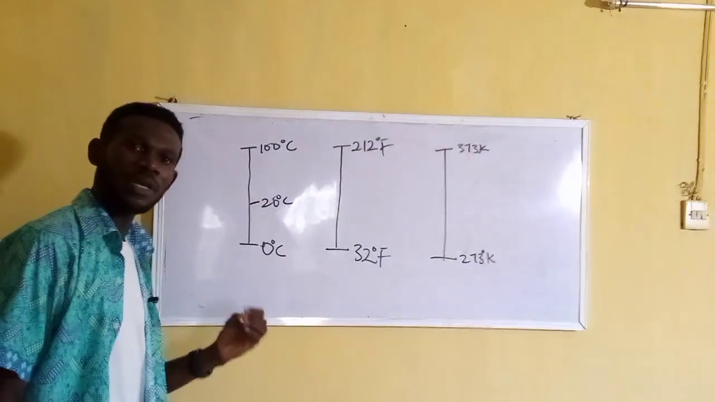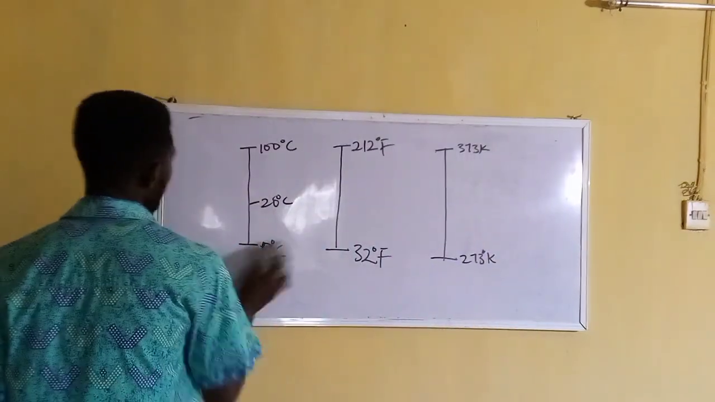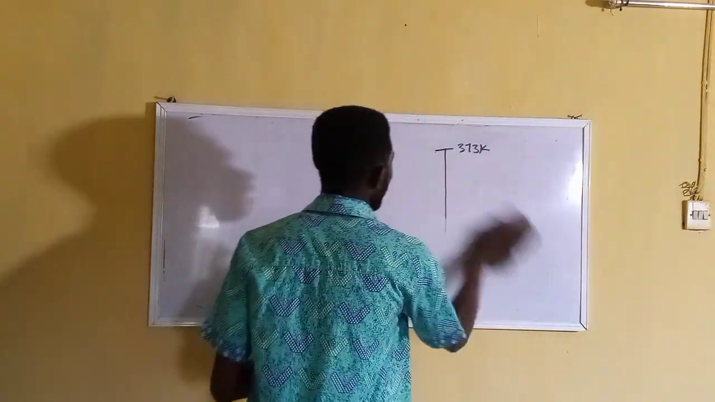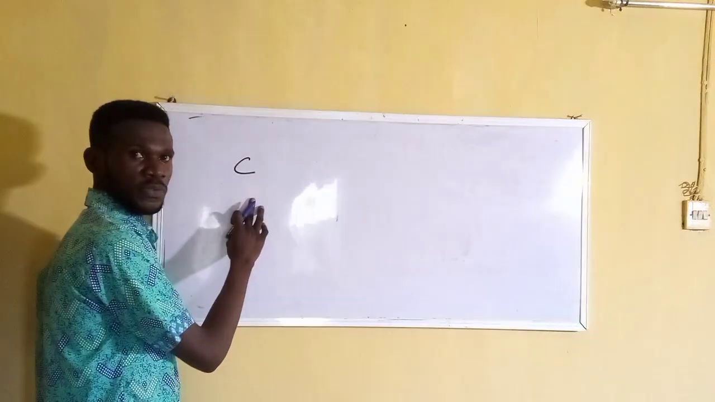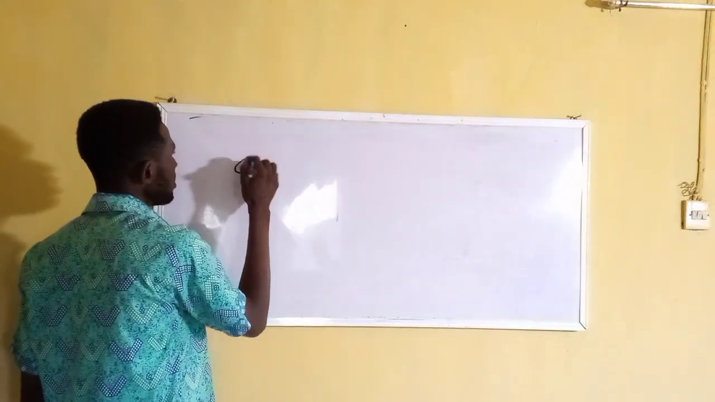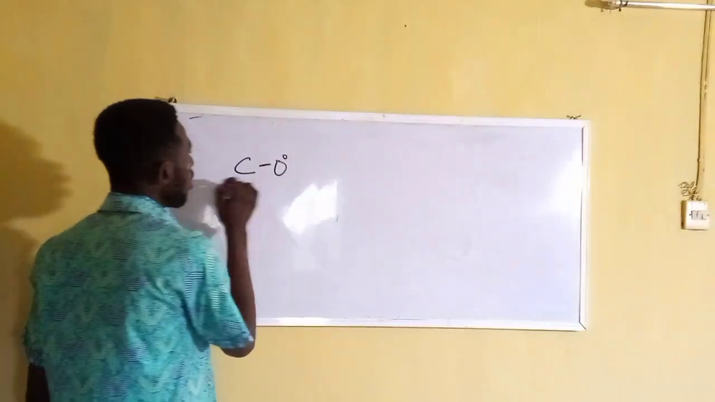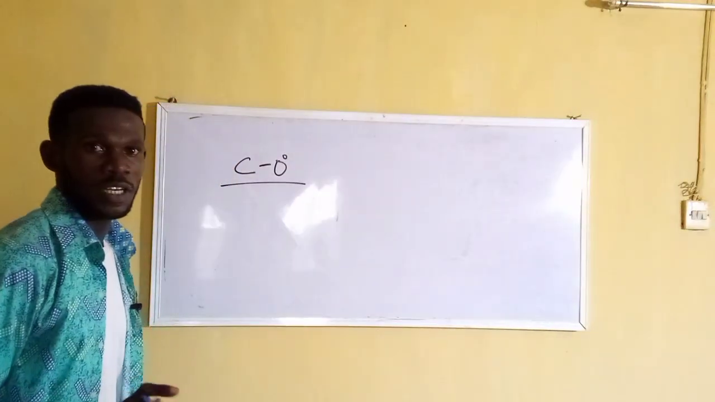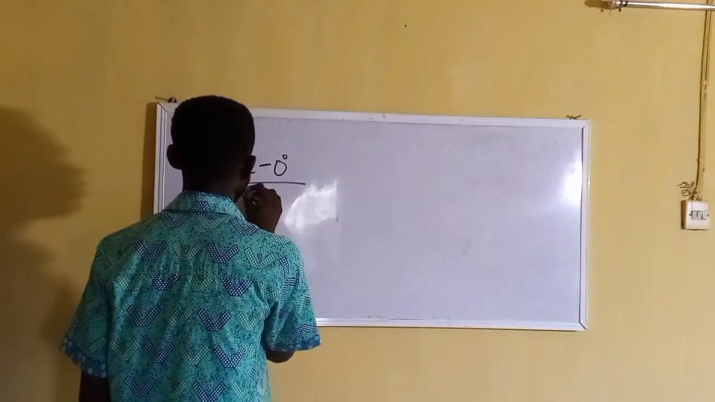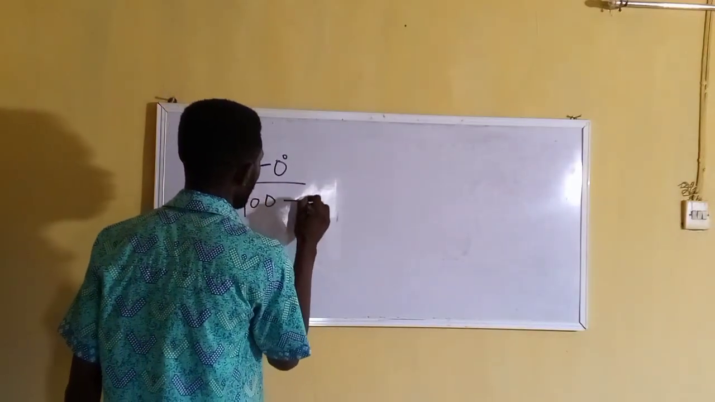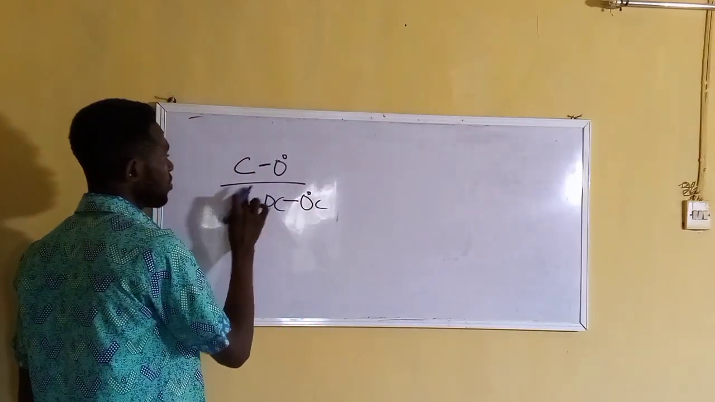Now, if you are going to carry out a conversion, this is how you do it. You equate what you're looking for. You represent it in Celsius, C, which is the unknown, minus the lower fixed point of Celsius, which is 0, over the scale interval. The scale interval for the Celsius scale is 100 minus 0 degrees Celsius.